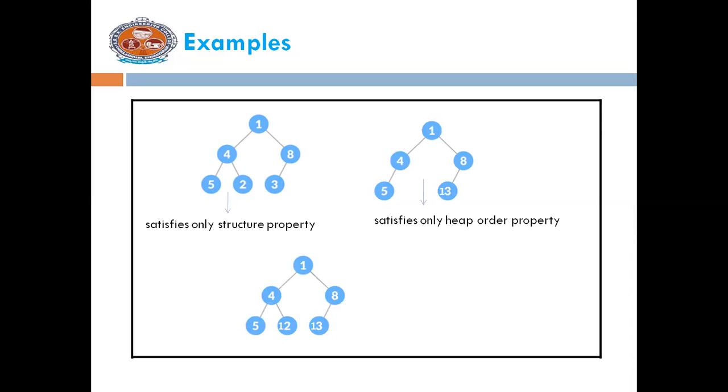Now see the third example. This tree satisfies both the structure property and also the heap order property. So this is a binary min heap. See here, for any node, the value in that node is less than the values in its subtrees. So it's a min binary heap. It satisfies both the structure property and also the heap order property.